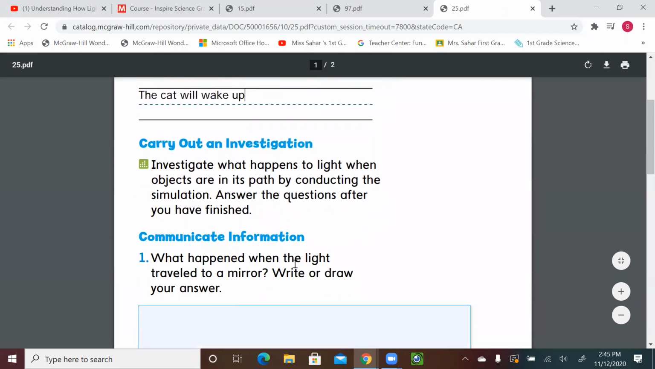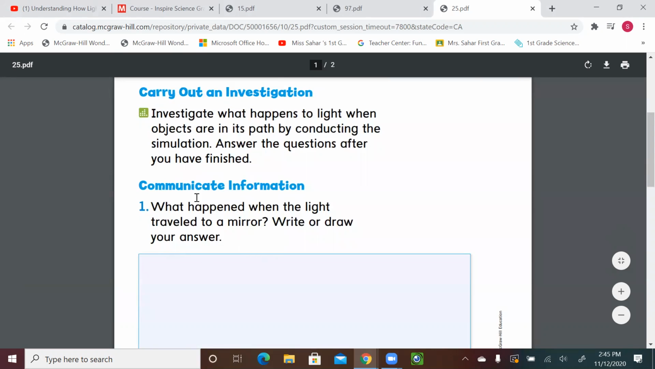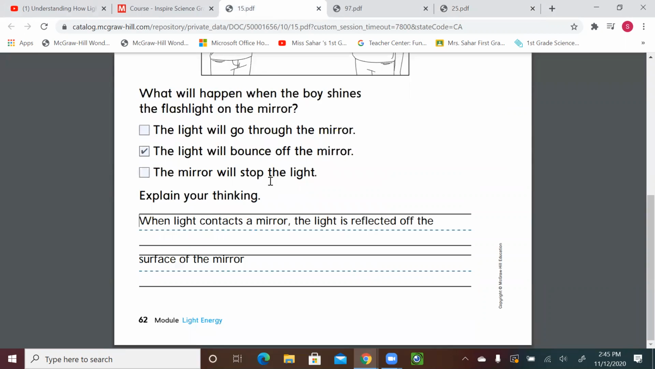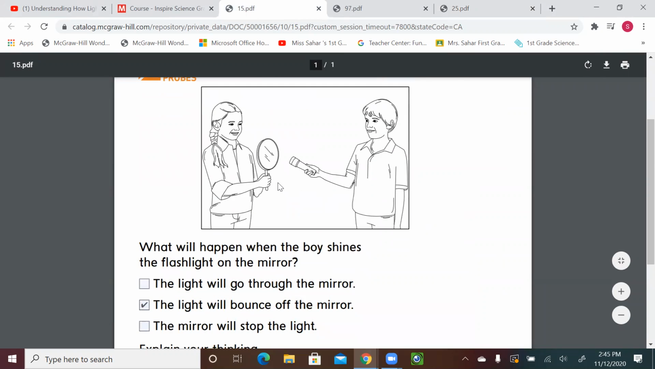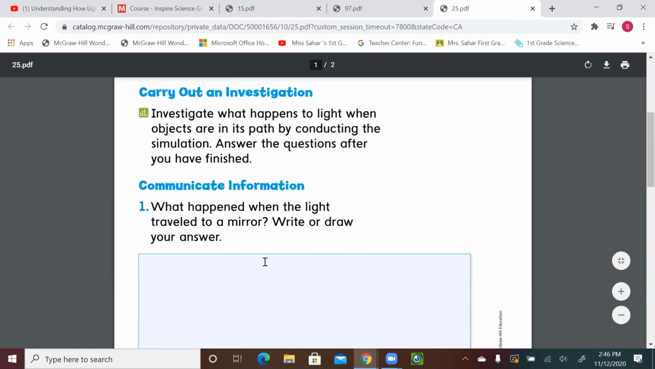Okay, what happened when the light traveled to a mirror? Write or draw your answer. What do you think if the light traveled to the mirror? Remember the first page when we looked here, we say what happened? The light bounced off the mirror. So you can either write that the light would bounce off the mirror, or you can draw it.